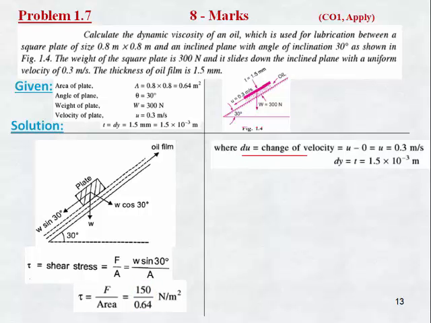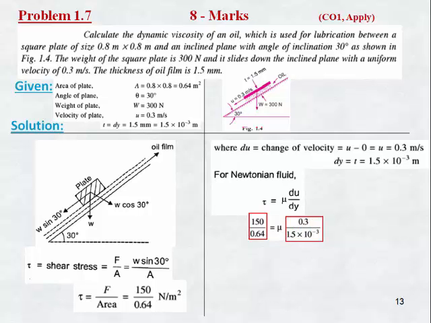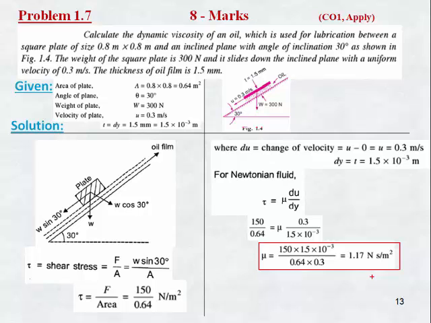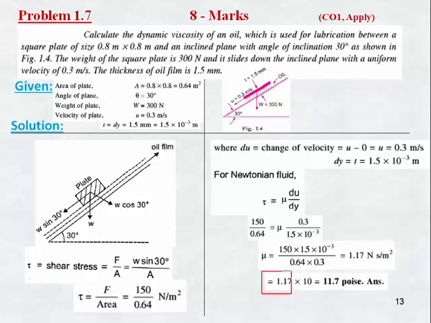Here du is the change of velocity, du equal to u minus 0. U is the velocity at the given point, 0 is at the initial point. At the given point u is equal to 0.3 and dy equal to 1.5 into 10 power minus 3 meter. Next we have the well-known formula, tau equal to mu du by dy. Now we apply the shear stress value. Mu we have to find out. Du we just found is 0.3, dy value 1.5 into 10 power minus 3. From that we find mu equal to 1.17 Newton second per meter square. We also convert the dynamic viscosity value into poise, which becomes 11.7 poise.